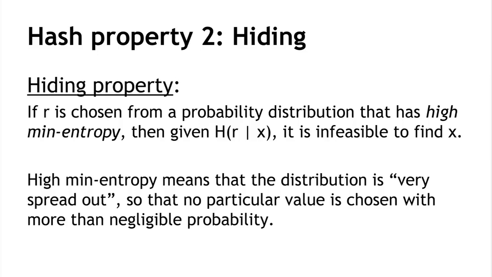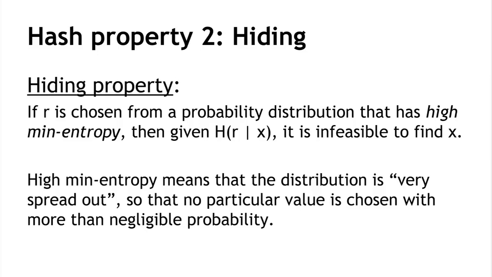The way we're going to fix this problem with the common value x, like heads and tails, is we're going to take the x and concatenate it with a value r, which is chosen from a distribution that's really spread out. So H of r concatenated with x means take all the bits of r and put after them all the bits of x. What we're going to say is, given the hash of r together with x, it's infeasible to find x. This will be true in the formally stated property that if r is a random value chosen from a distribution that has high min-entropy, then given the hash of r concatenated with x, it's infeasible to find x. And what does high min-entropy mean?